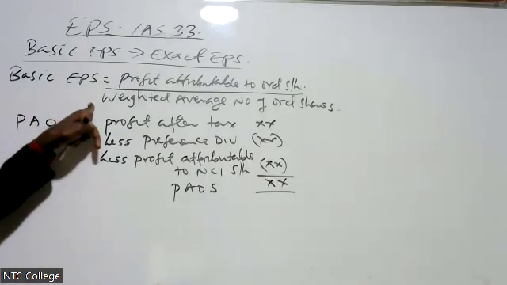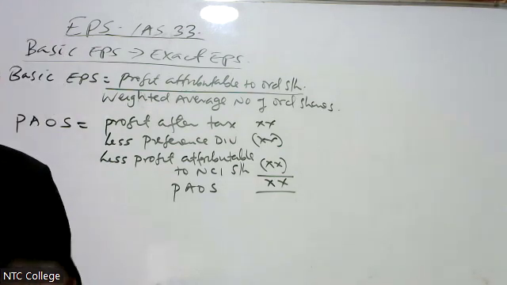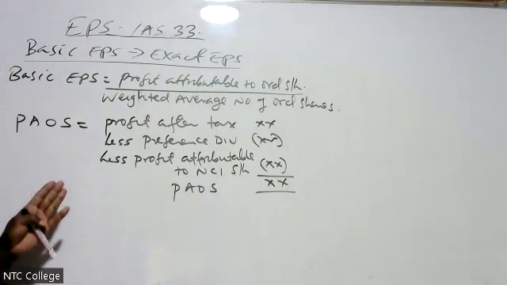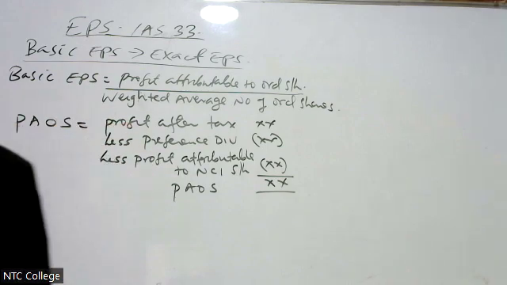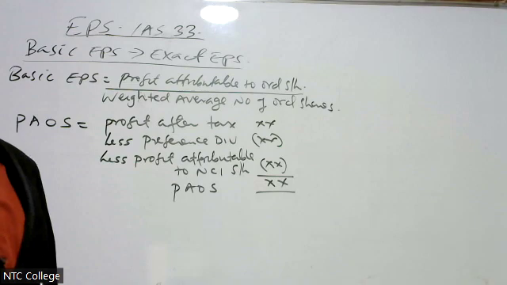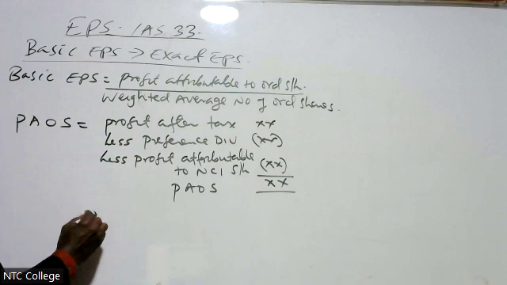Now, when we come to the denominator, weighted average number of ordinary shares. Remember, we said that our EPS equals profit attributable to ordinary shareholders divided by number of ordinary shares in issue. But when we come to basic EPS, we are bringing in weighted average number of ordinary shares. Now, what do I mean by that? Remember, when we are computing basic EPS, we are going to use the exact shares that are in the company.